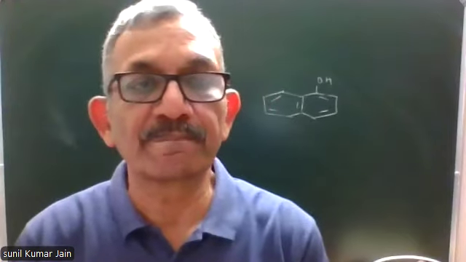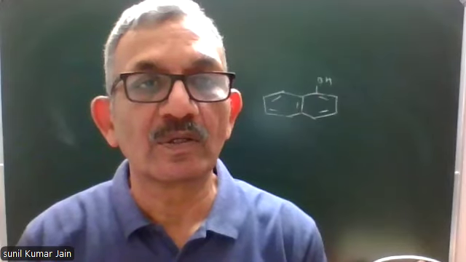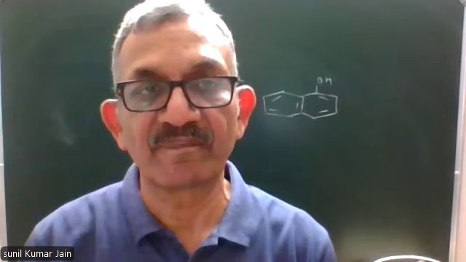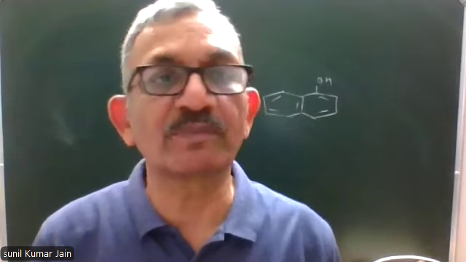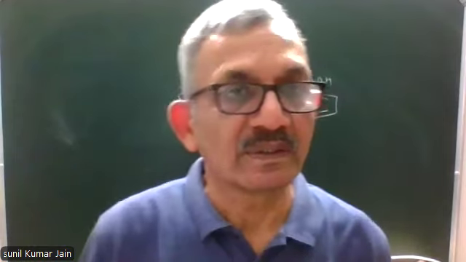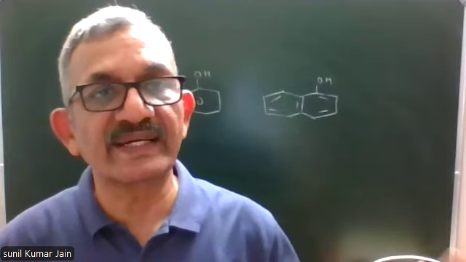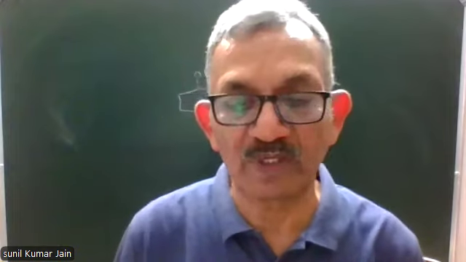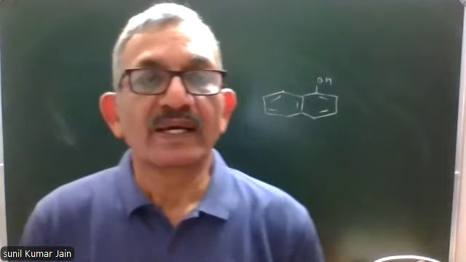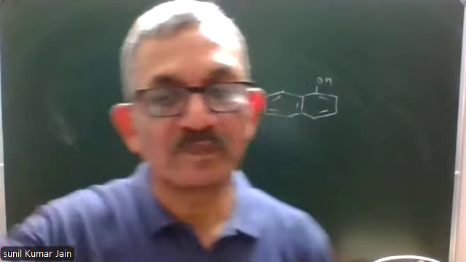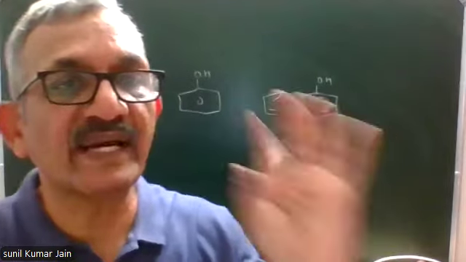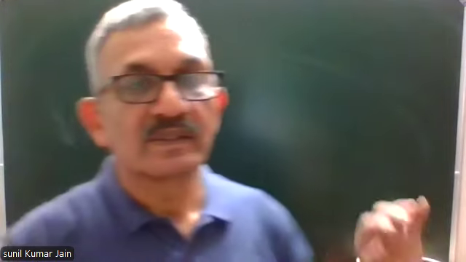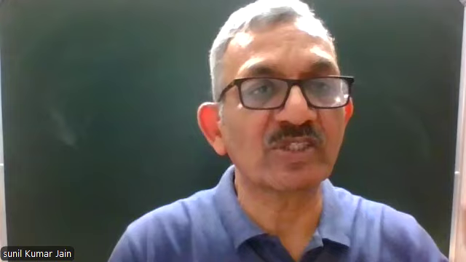Next topic, nomenclature, and we'll finish nomenclature today. Since you already know about normal, secondary, neo, tertiary, it will be easy for you to understand. We can go a bit fast. Nomenclature, A part, monohydric alcohols. So in the A part, we are taking up nomenclature of monohydric alcohols.